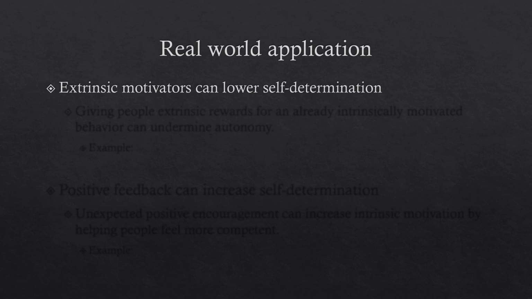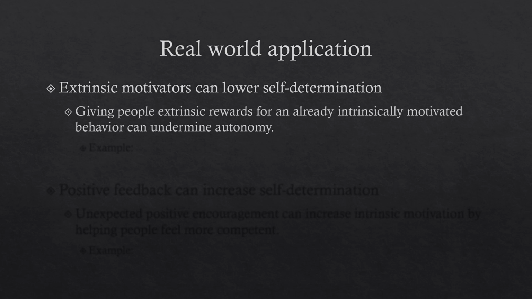So in real-world application, extrinsic motivators can lower self-determination. So this might seem counterintuitive. Okay? Giving people extrinsic rewards, meaning tangible, right? One of the main examples of this would be money, right? I'm giving you a physical reward for doing a behavior, okay? Or a gift or allowance would be another example. So giving people extrinsic rewards for an already intrinsically motivated behavior can undermine autonomy, okay? So if you are already doing a behavior and I want you to continue doing it, okay?